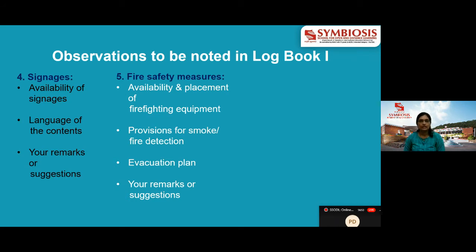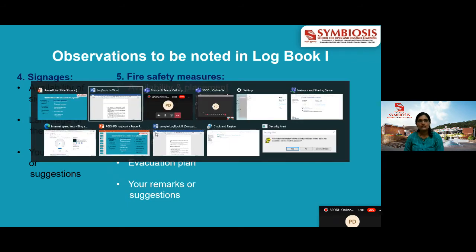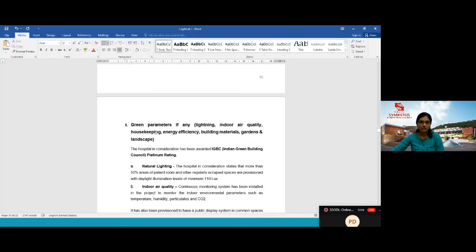Then the provision for smoke or fire detection: is it there or not? Then what is the evacuation plan? The evacuation plan should be depicted, at least one plan per floor. These we have to mention.